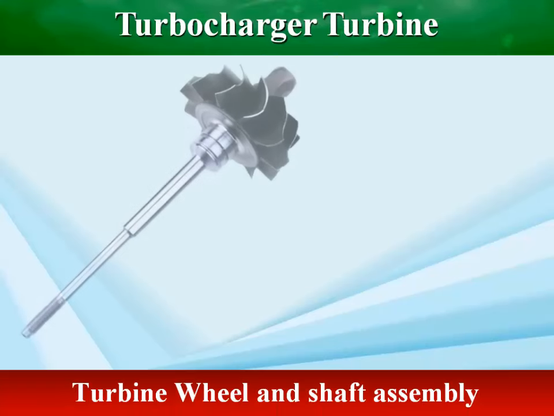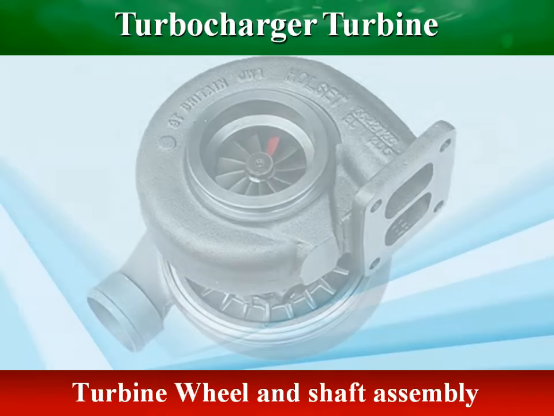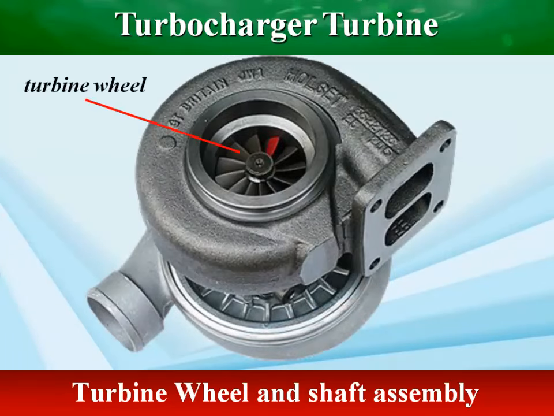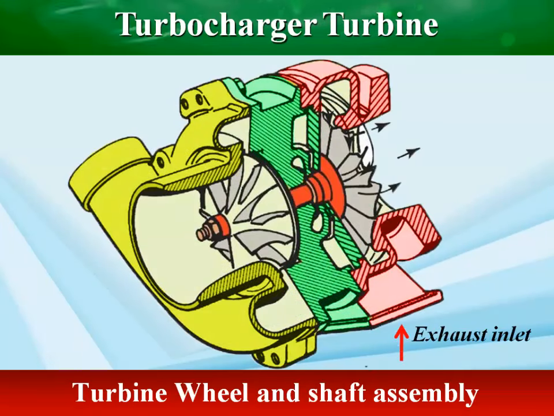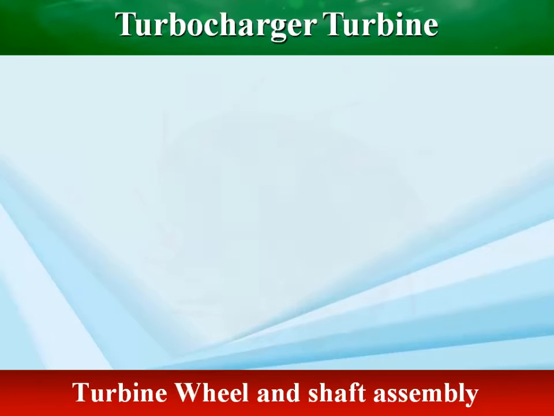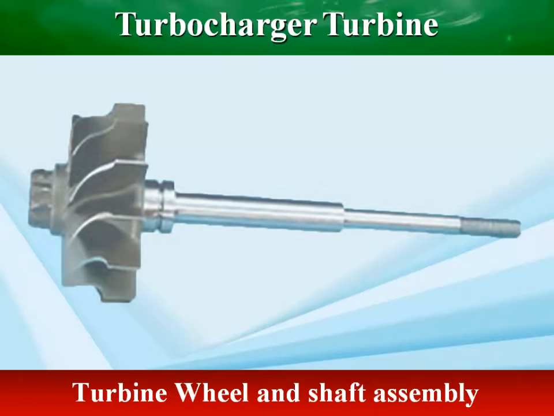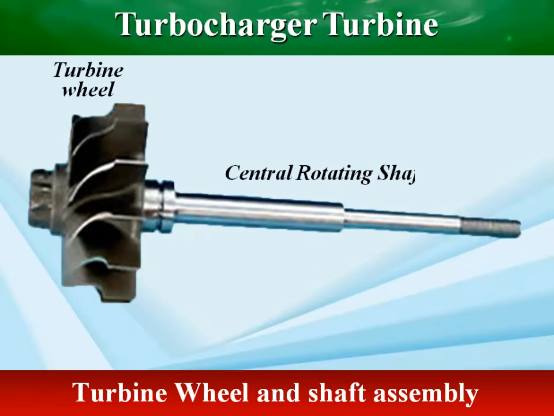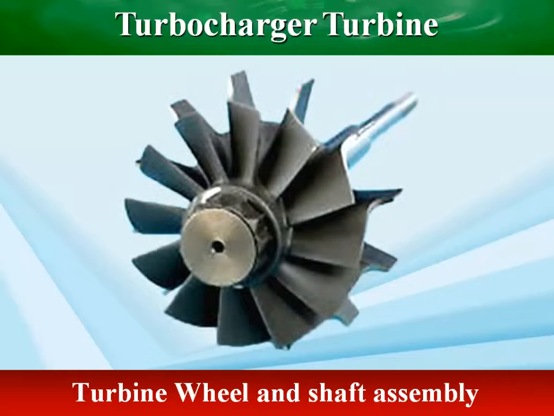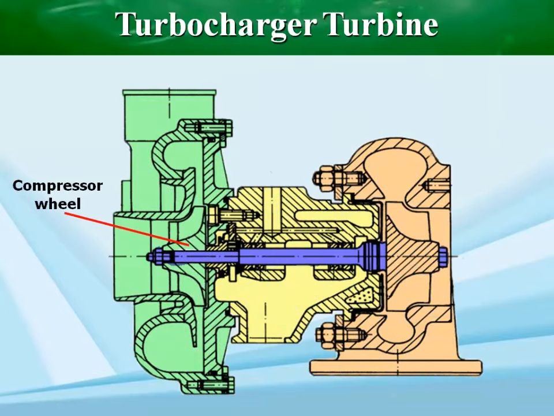The turbine wheel and shaft assembly is commonly called the turbine wheel. It is the most critical and costly of all turbocharger parts. The turbine wheel is turned by the expanding exhaust gases. The turbine wheel is connected to and rotates with the central rotating shaft. The central rotating shaft supports the two main parts of a turbocharger, the compressor wheel and the turbine wheel.